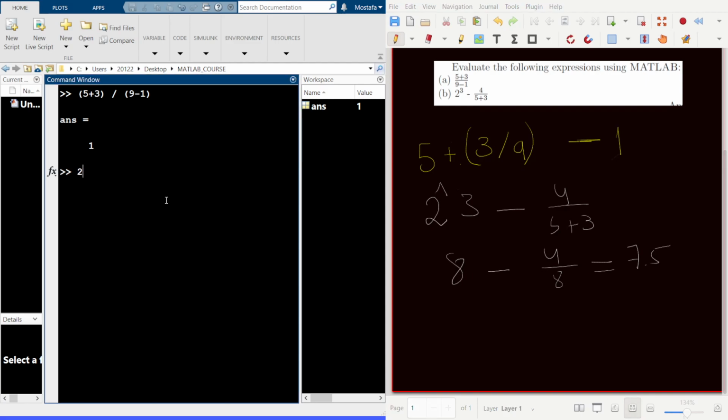So again, let's start in a naive way, 2 raised to power 3, and then minus 4 divided by 5 plus 3. Again, since division has a higher priority than addition, this will be 4 divided by 5 calculated first, and then the final result will be added to 3, which is wrong. Not really what we want to do. So because of this, we have to put parentheses here.